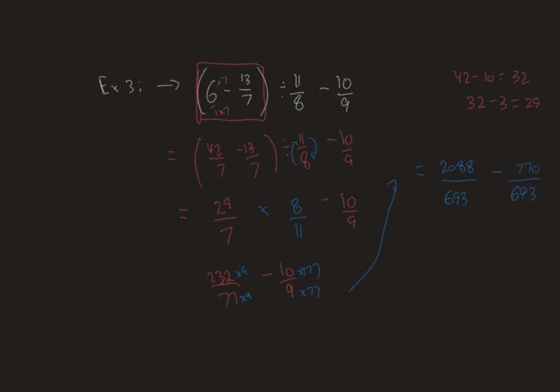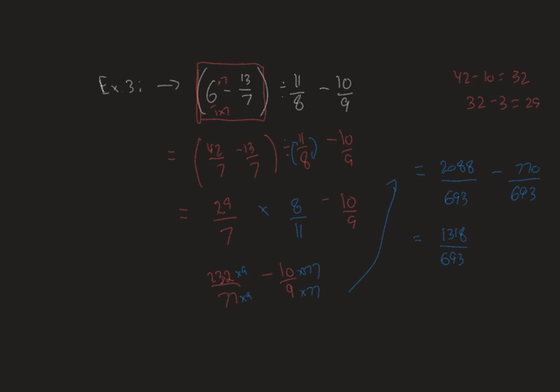All right, so you're going to do your subtraction now. So you've got 2088 minus 770. You got 1318 over 693. Okay. Now, when I look at this, can I make this smaller? Well, let's try to think. Could I divide the top and the bottom by the same number? Well, let's try our prime numbers.